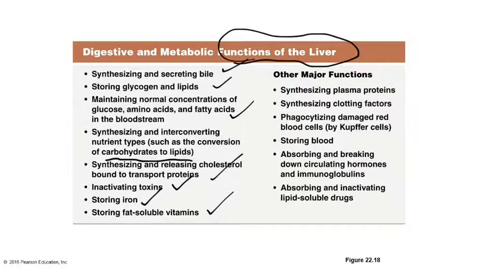So there's a huge number of digestive functions, but it's also making your plasma proteins. So think albumin, fibrinogen, clotting factors. It is also breaking down and destroying damaged and old red blood cells. That's being done by the Kupffer cells. That's a special name for the macrophages within the liver. And we're going to be storing some blood, absorbing and breaking down hormones, absorbing lipid-soluble drugs. So, oh my, love your liver. Lots and lots of things going on here.